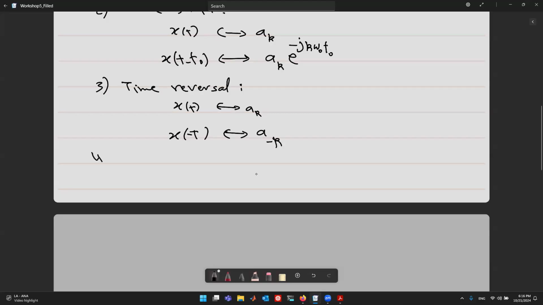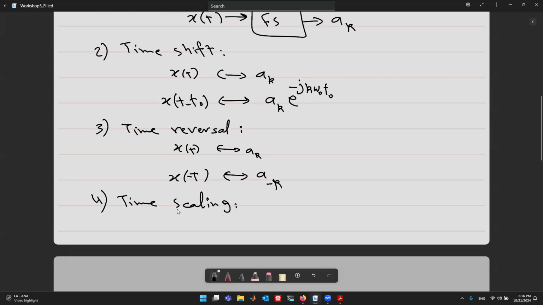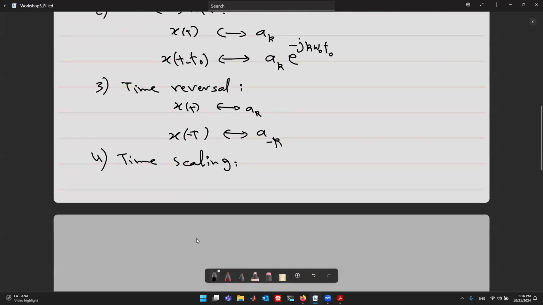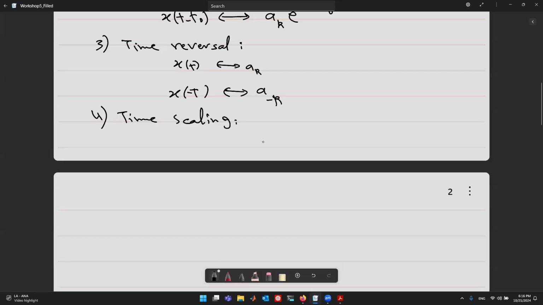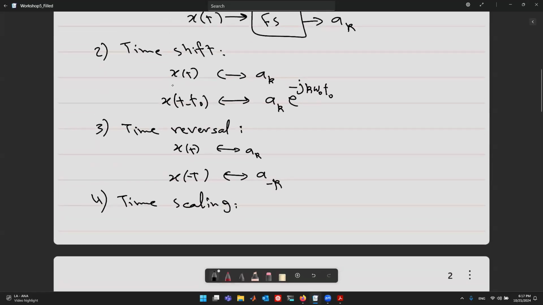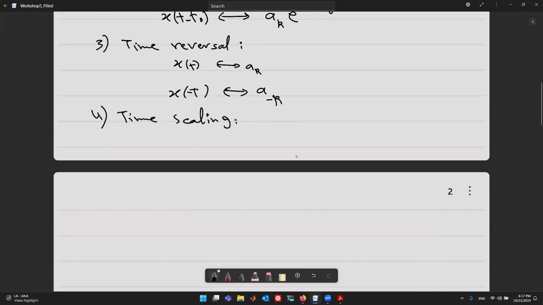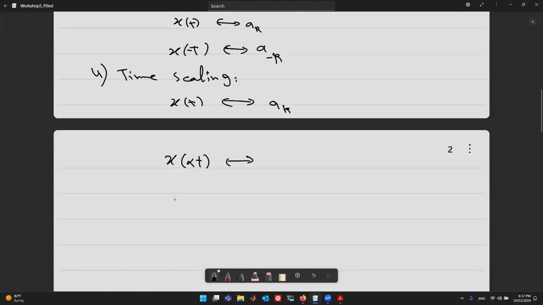Time scaling is interesting. Those are the basic transformations that we usually do on the independent variable: time shift, time reversal, and time scaling. And since we know how to do them in the time domain, now you need to see how these changes will be reflected in the frequency domain. For time scaling, if you have x(t) with the corresponding Fourier series coefficients, if we do a time scaling by alpha, what will be the coefficients of this new signal?